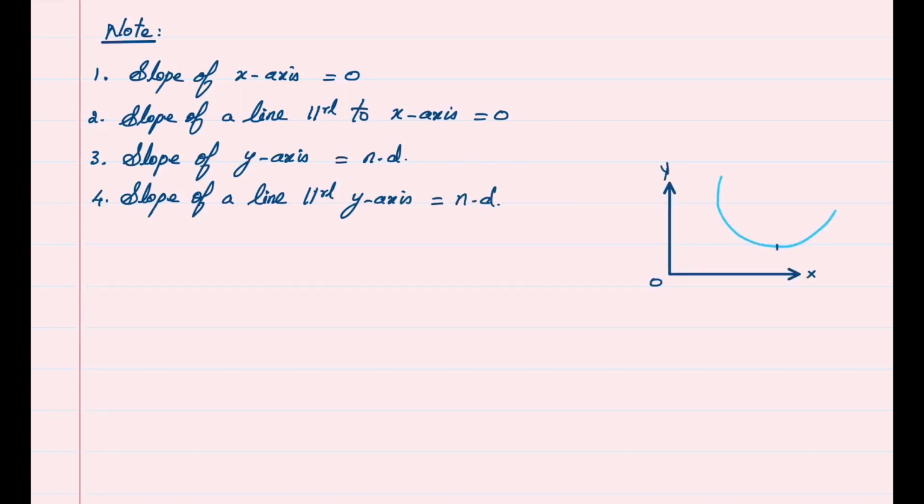Let A be the point of contact x0, y0. We will draw a tangent at this point of contact and it is parallel to x-axis. Equation of this tangent will be y equal to some constant. That constant is y0. So equation of a tangent line at x0, y0 which is parallel to x-axis will be y equal to y0.